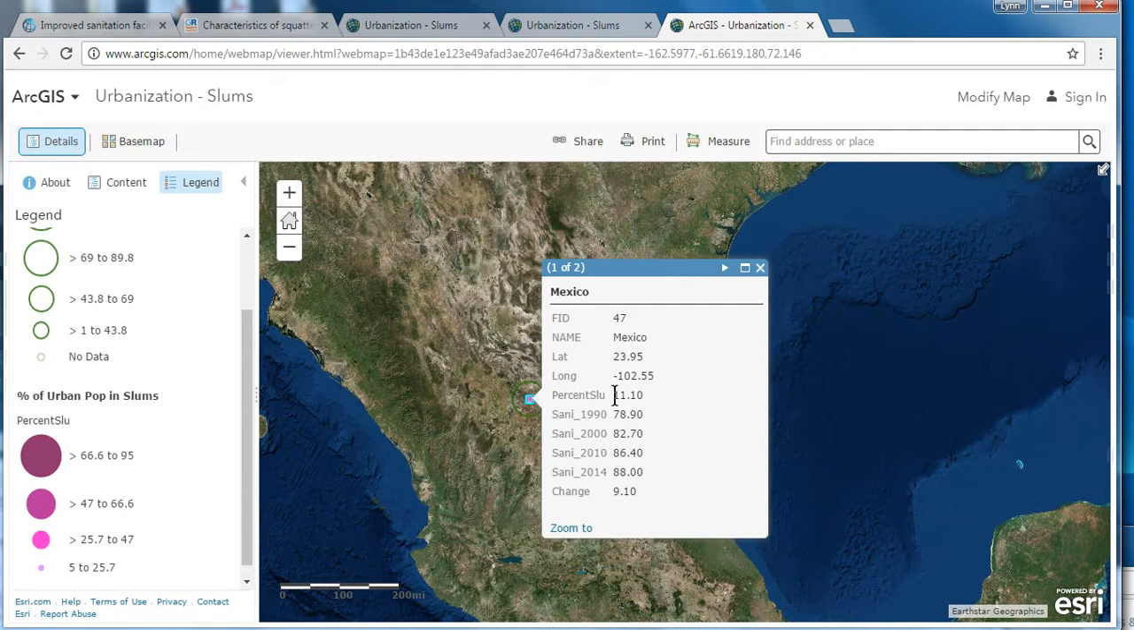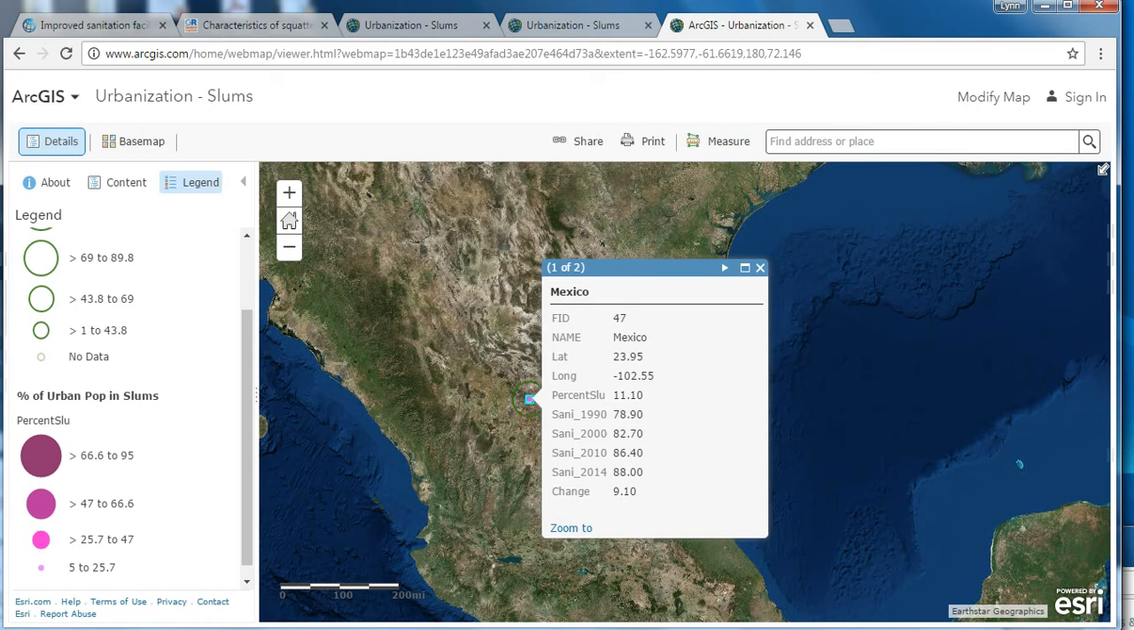So that means of all the cities in Mexico, in 11.10% of the urban areas, people are living in substandard housing. And then it shows that in 1990, 78% of the people had access to sanitation. It's improved by almost 10% here. So in 2014, it was 88%. So they've had an improvement in their sanitation rate overall.